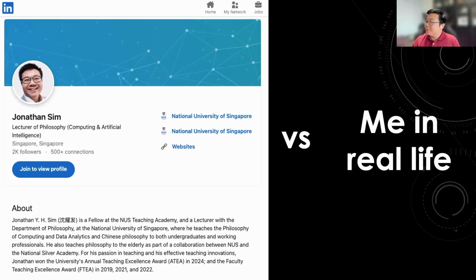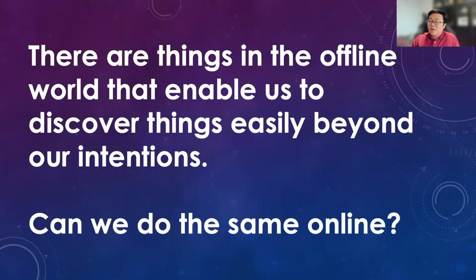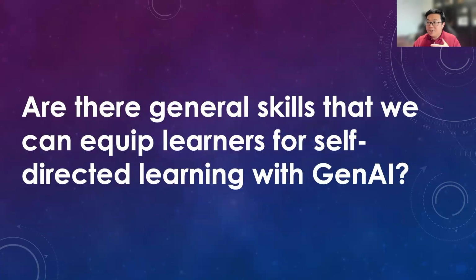Yeah. Now this is important because there are things in the offline world that enable us to have that discovery, right? How do we put it back online? How do we integrate some of these things in our AI usage so that we don't make that mistake of accepting the answer very unquestioningly? Yeah, how can we enable this kind of discovery? And are there general skills that we can equip learners with for this kind of self-directed learning, self-directed questioning?